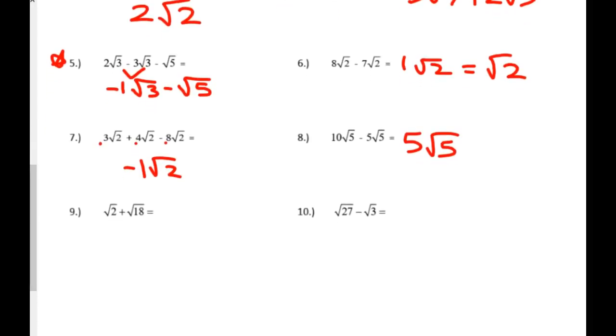Now the ones we didn't do were 9 and 10. Am I right? So look at number 9. Can I add square root of 2 plus square root of 18? The way it is, no, they don't match, right? But does anyone see something we can do with that? Okay, we can put 1s in front of them, but they don't match.